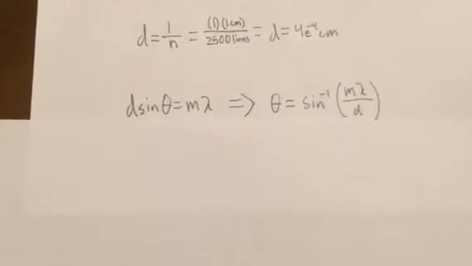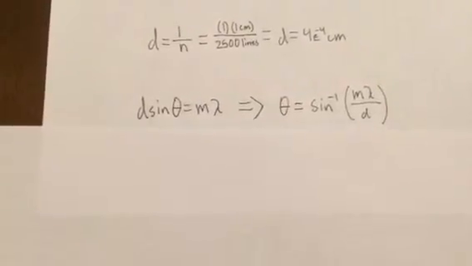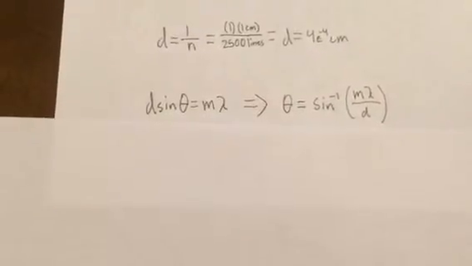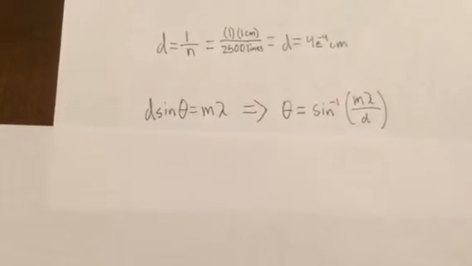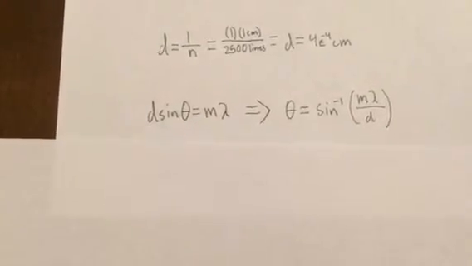And then we're going to be using this final equation, d sine theta equals m lambda. We're just going to rearrange it so that we can find theta. And we have all these values now.